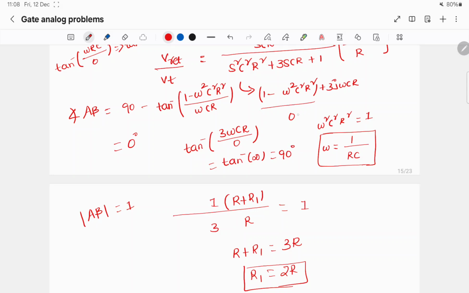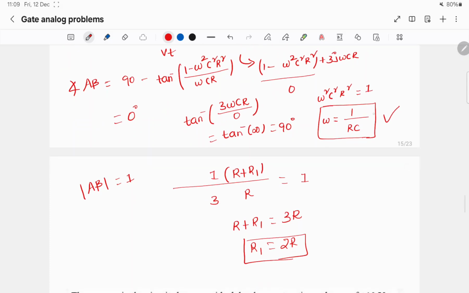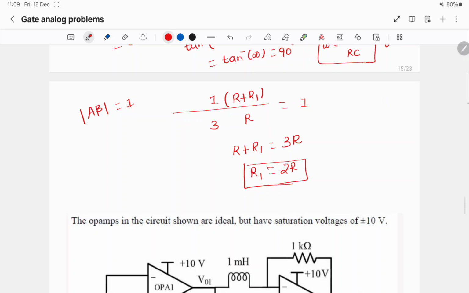For the real part to be 0, omega square C square R square should be 1, which will give us the frequency of oscillation. Omega is equal to 1 by RC. And for the magnitude condition, the magnitude of loop gain should be 1.